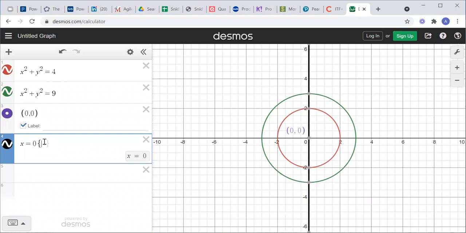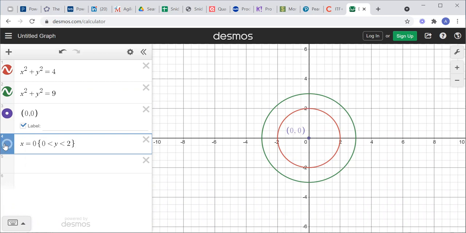So I'm going to move 0 less than y, then less than 2, and then close it. As you can see, I have the radius on. Anyway, is it possible to change color? No, it doesn't give me any color here.